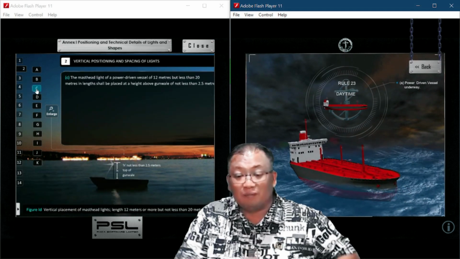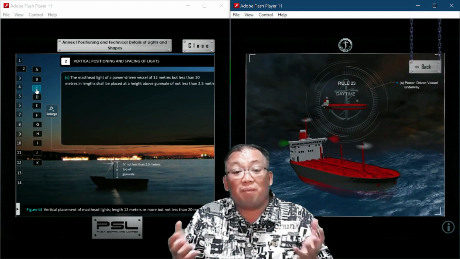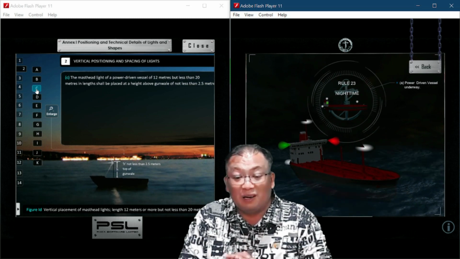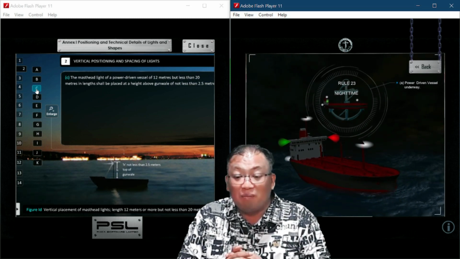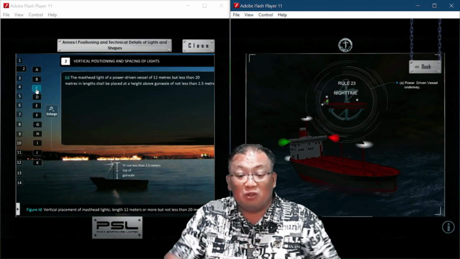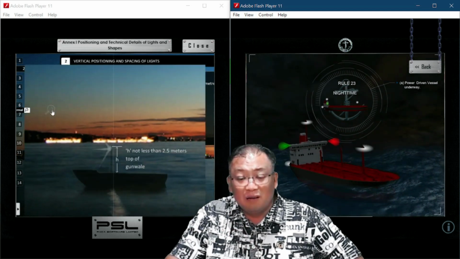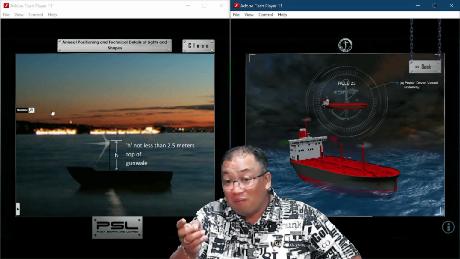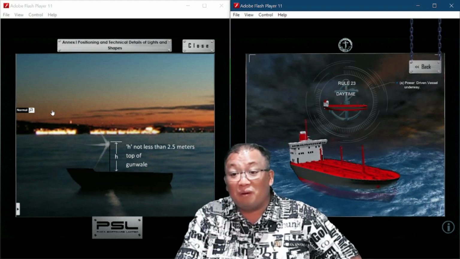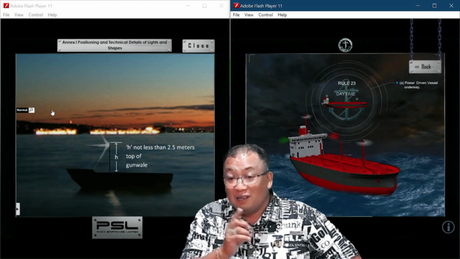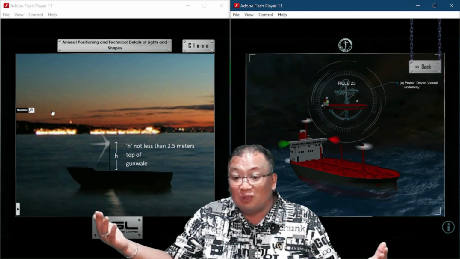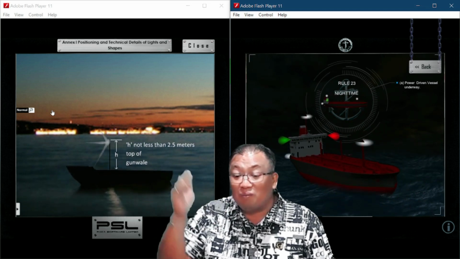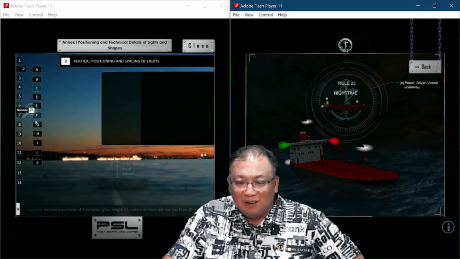Let's go to Charlie. The masthead light of a power-driven vessel of 12 meters but less than 20 in length, we're talking about a small one, shall be placed at a height above the gunwale of not less than 2.5 meters. For a smaller vessel, the height above the hull, remember, shall not be less than 2.5 meters. So, if you are more than 20 meters in length, 6 maximum of 12. Very easy to remember. You're very good.